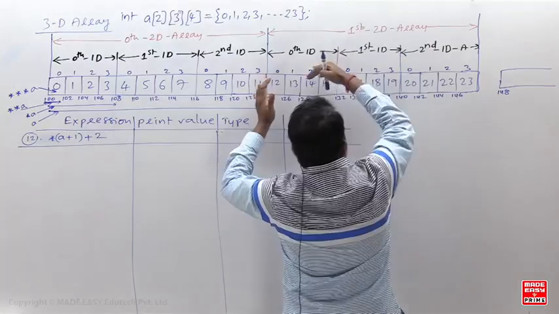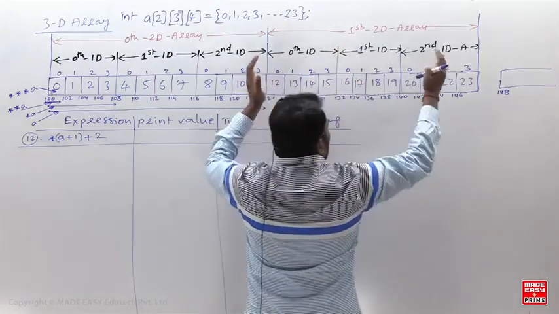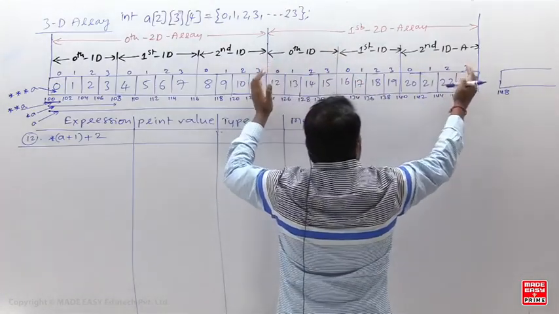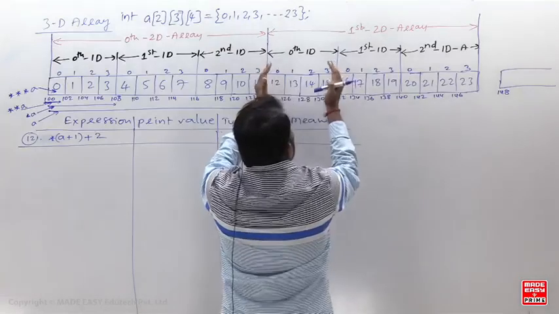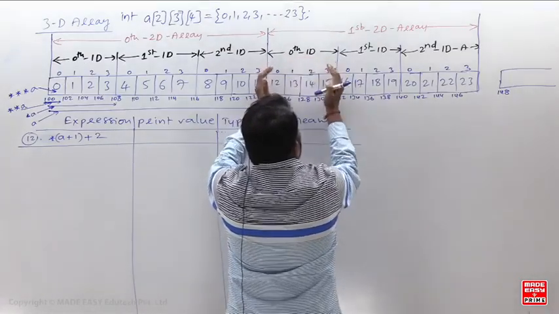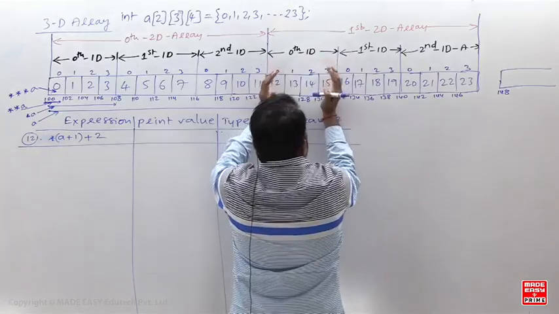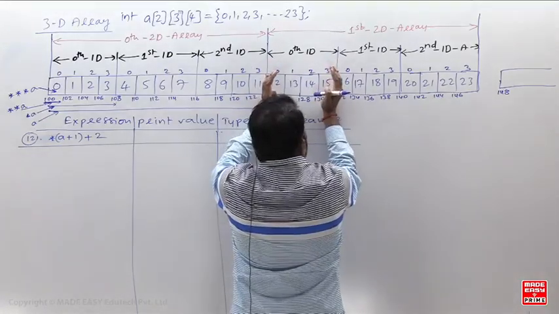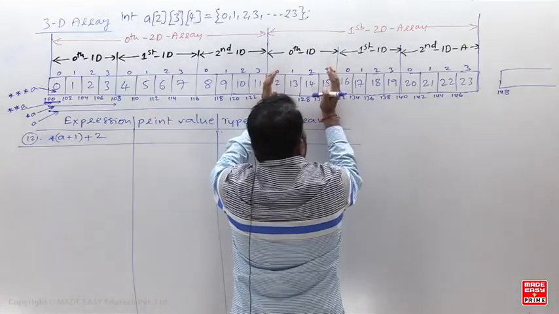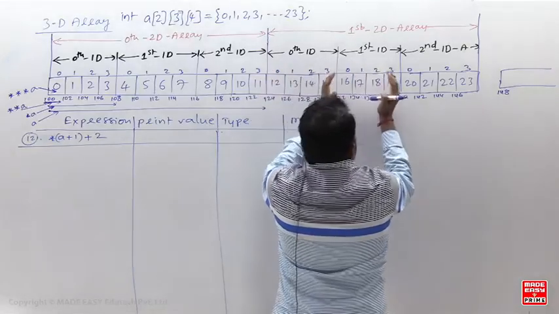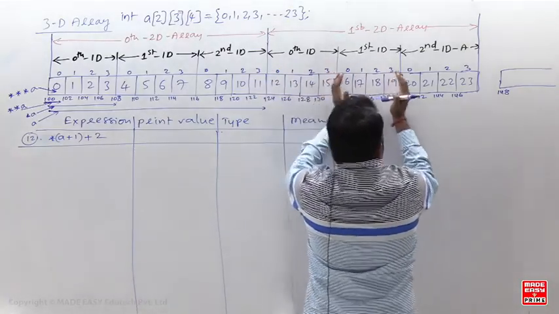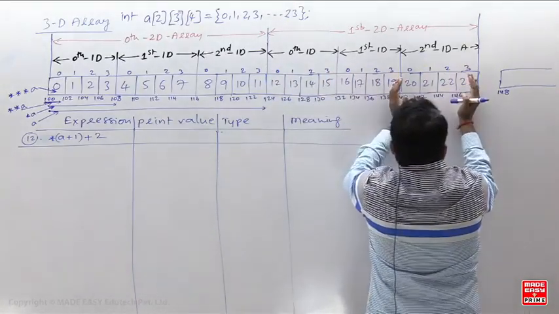Okay, going inside the 2D array, where will the 1D array be? A plus 1 is the first 2D array. A plus 1 whole star is the 0th 1D array of the first 2D array, pointing to this one. If I say plus 1, okay, first 2D array. If I say plus 2, you go to the second 2D array. Is that clear?